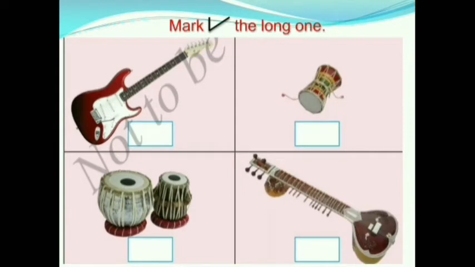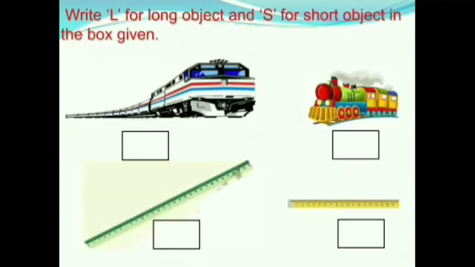Now we should mark the long one. Here we have a guitar and a damaru. Which one is long? Yes, the guitar is longer than the damaru. So we should tick the guitar. Next we have a tabla and a veena. Which one is long? Yes, the veena is longer than the tabla. So we should tick veena.